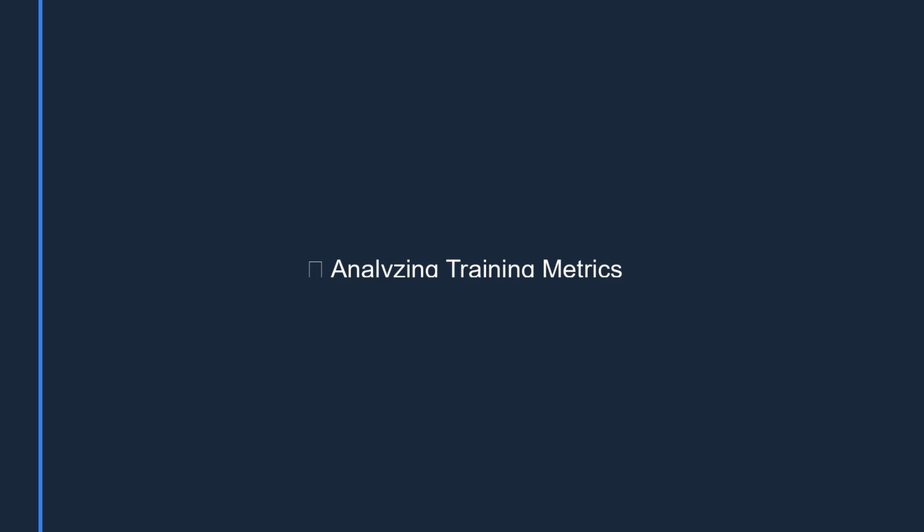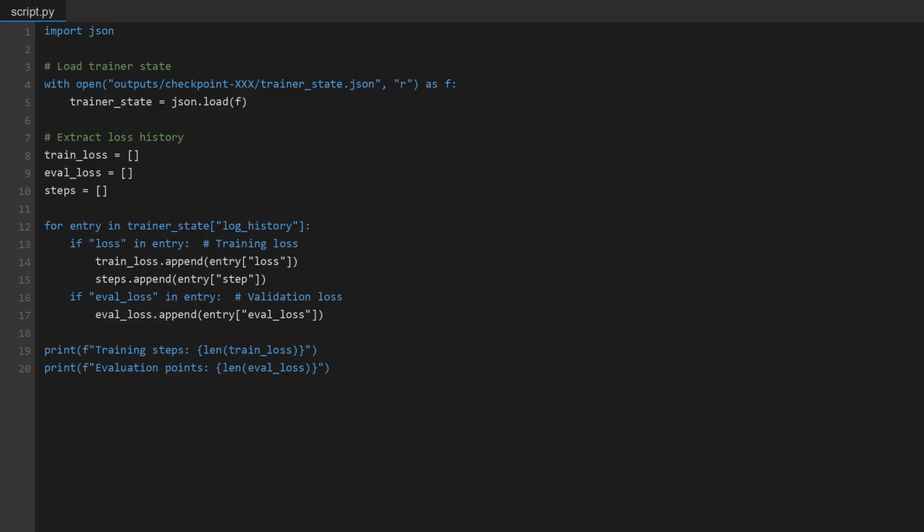Analyzing training metrics. Your training run saved a file called 'trainer_state.json' inside your output directory. This file is a complete log of everything that happened during training, every loss value, every evaluation step, every metric the trainer recorded. This code opens that file, parses it as JSON, and walks through the log history to pull out two things: the training loss at each step and the validation loss at each evaluation checkpoint. These get stored in separate lists so you can plot them.